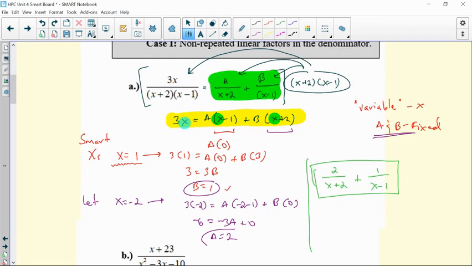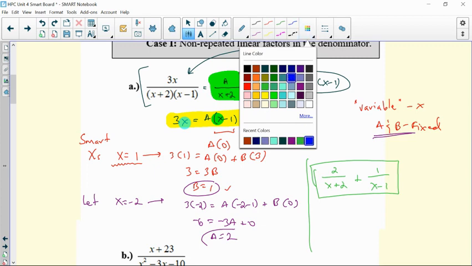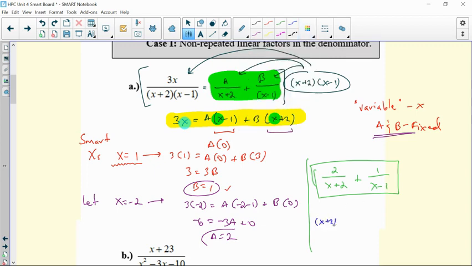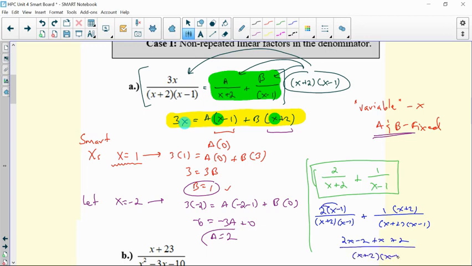And you can check your work. If you were to find a common denominator, it would be the product of x plus 2 times x minus 1. And then you have another one here, x plus 2 times x minus 1. And then this side here would need an x minus 1, and this side here would need an x plus 2. And then if you multiply, 2x minus 2, and this is plus x plus 2, over, I just left it factored, x plus 2, x minus 1.